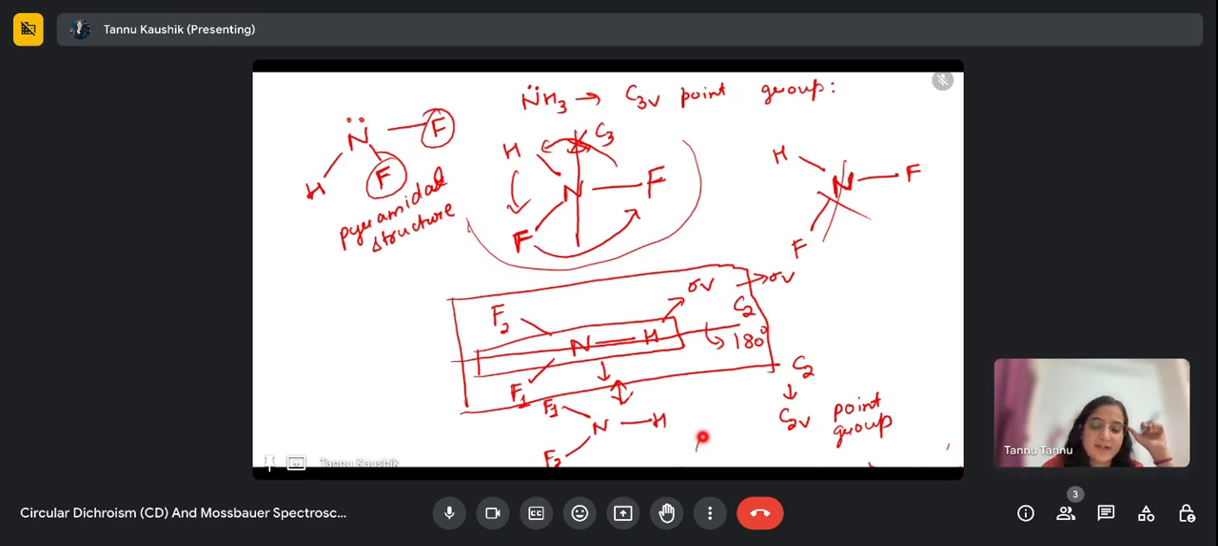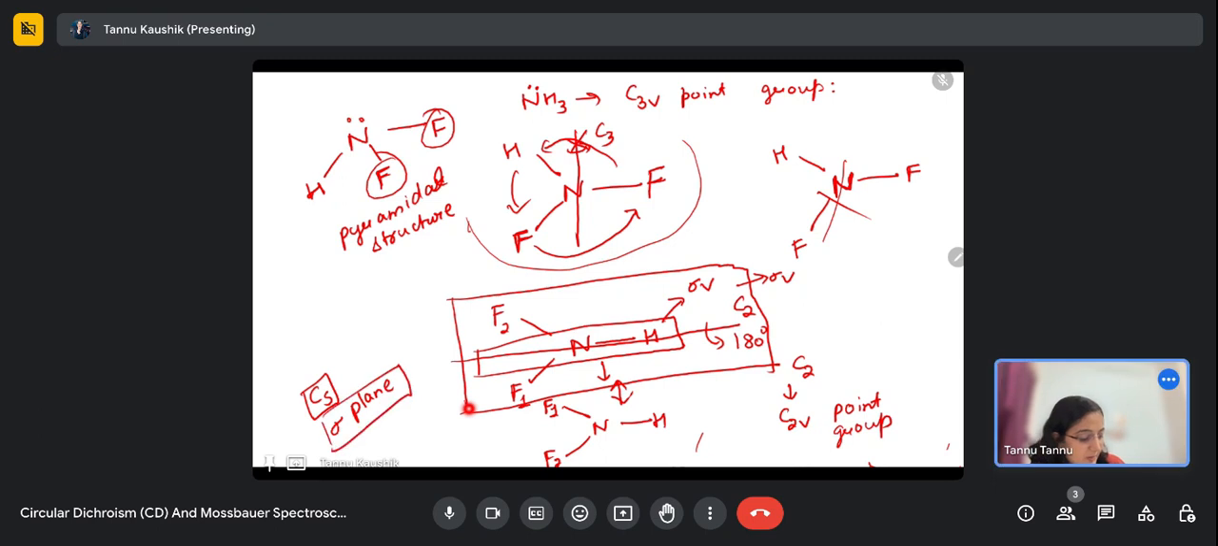Okay? Yes, ma'am. But in yesterday's exam in our college, the answer key is given as Cs point group. Which point group? Cs. That is, it only has identity and a sigma plane. Yes, Cs, ma'am. The molecule has only a sigma plane. Okay, just a minute. Okay, ma'am.